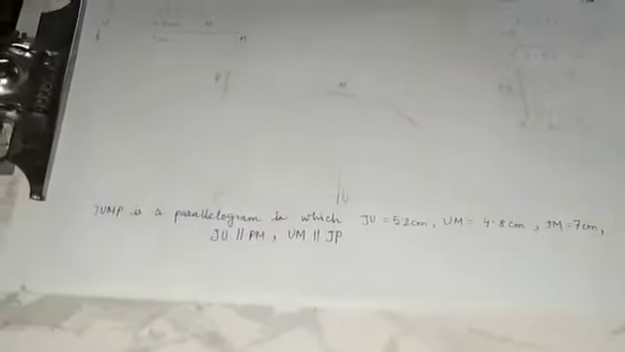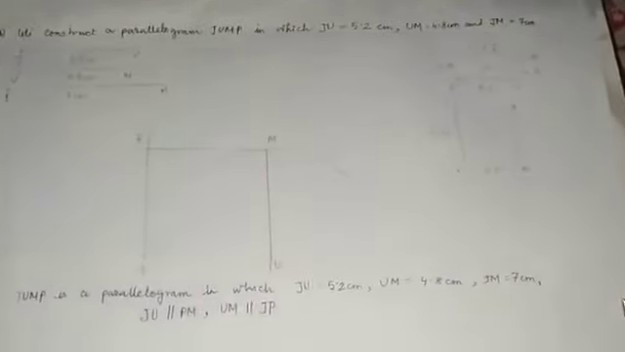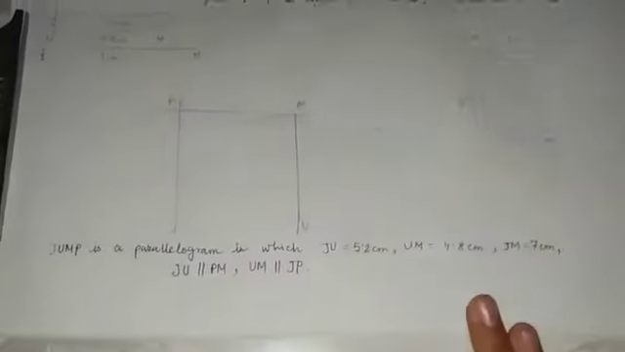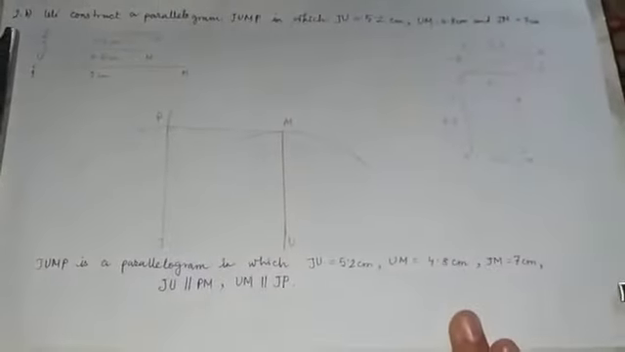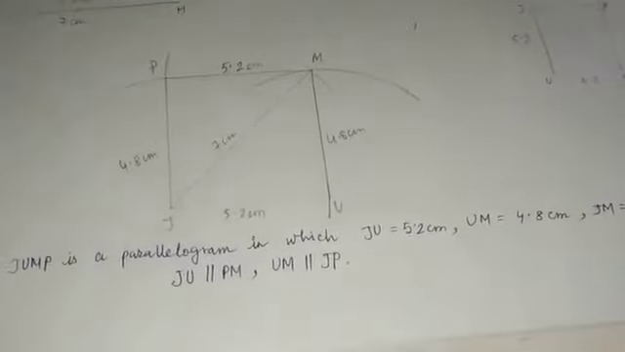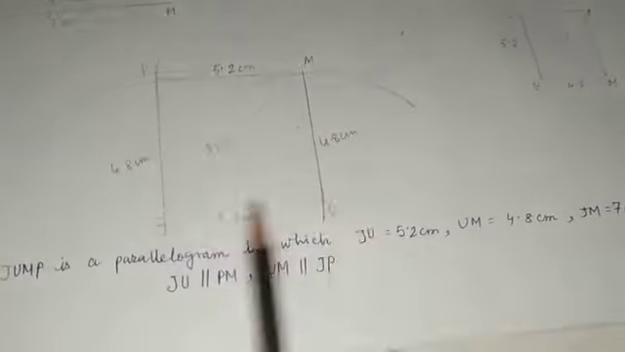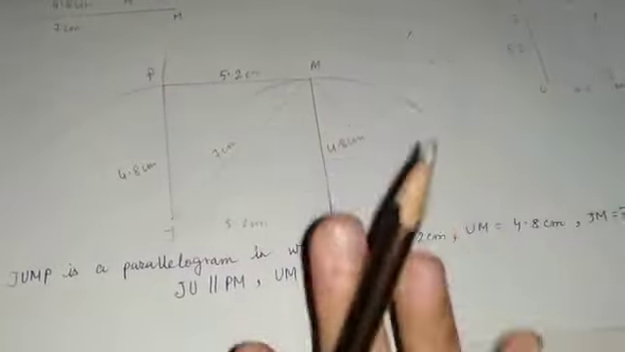After that you have to write the statement. Now you can see I have completed the figure. In this way you have to draw the figure and you have to complete the statement. After that you will get the full marks. Don't forget to write the lengths. After writing the lengths and drawing the diagonal, then only the figure will be complete.